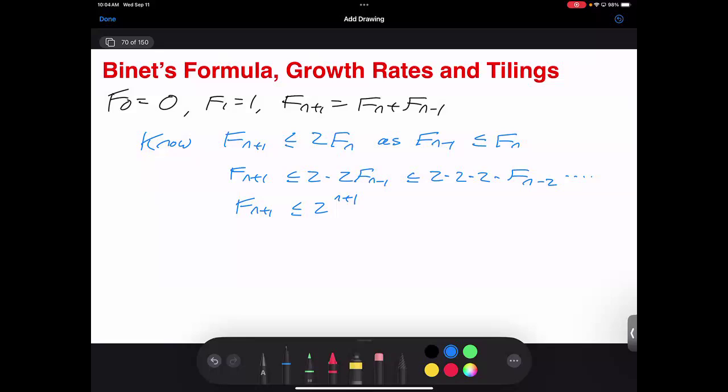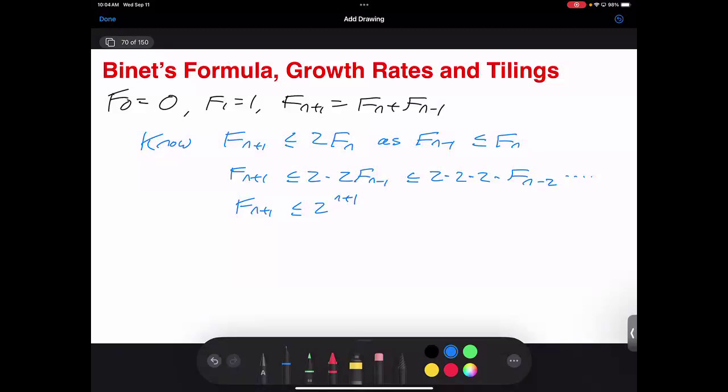I'm a little confused. Okay, so do you agree that the Fibonacci numbers are non-decreasing, that each Fibonacci number is greater than or equal to the previous? So in the recurrence F(n) plus F(n-1), if I replace F(n-1) with F(n), I've only made things potentially larger. I can't make things smaller. So I know F(n+1) is less than or equal to twice F(n), because F(n-1) is less than or equal to F(n), so F(n) plus F(n-1) is at most F(n) plus F(n). So each Fibonacci number is at most twice the previous.